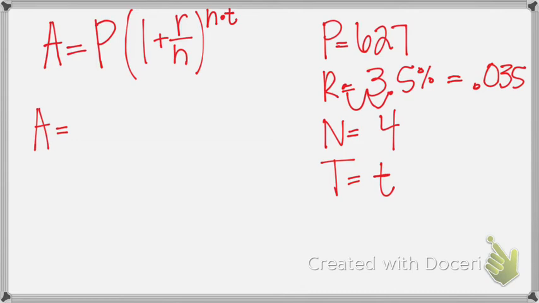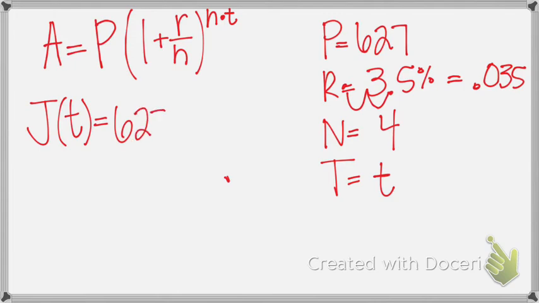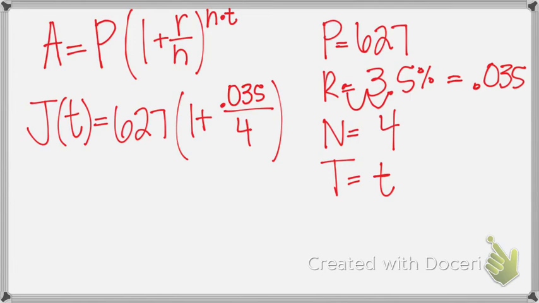So A equals, or I guess it would be J of T, because that's what it tells us. 627 times 1 plus 0.035 over 4. Close your parentheses, and what's going up top? 4 and T. 4 times T. Yep.